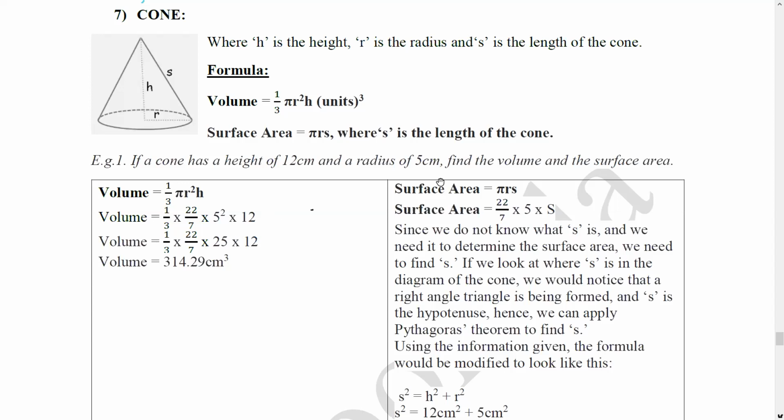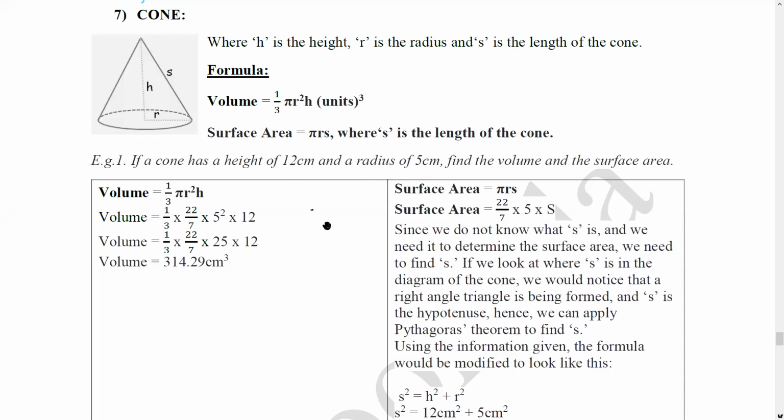So that was the volume. Now we're looking at surface area. Surface area is pi r s, and s is a side, right? That's what we are given here, and s is the length of the cone, which is this here. Since we do not know what s is, because they give us height, they give us the radius, right? So we know pi is 22/7. We know r is 5 because they give us r is 5 here, but we don't know what s is. So since we need to determine the surface area, we need to find what s is.